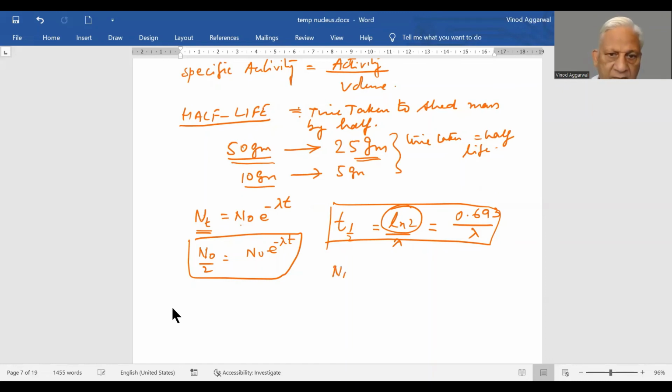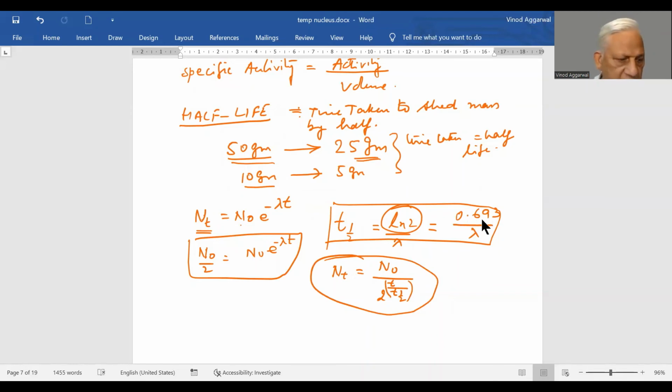We can also write N in terms of half-life, which is N0 divided by 2 to the power t over t half. We rarely use this form. We are more comfortable using this particular form. Now we have calculated half-life here. Half-life is basically the time taken for the initial material to reduce to 50% of its original weight.